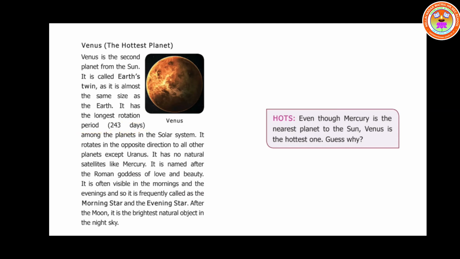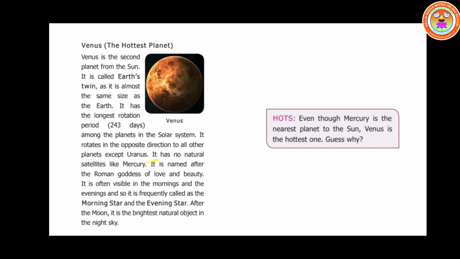It has the longest rotation period. 243 days it takes to complete one rotation among the planets in the solar system. It rotates in the opposite direction to all other planets except Uranus. This we have studied already.